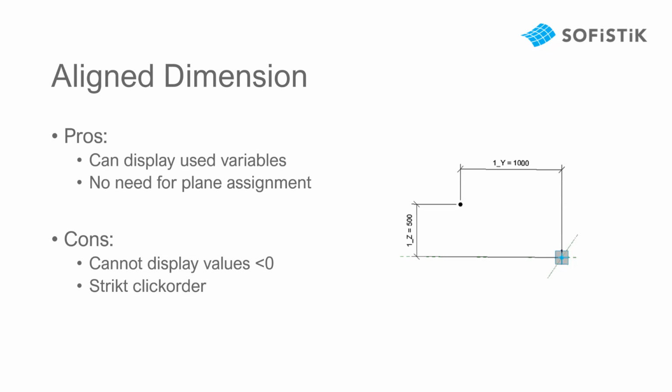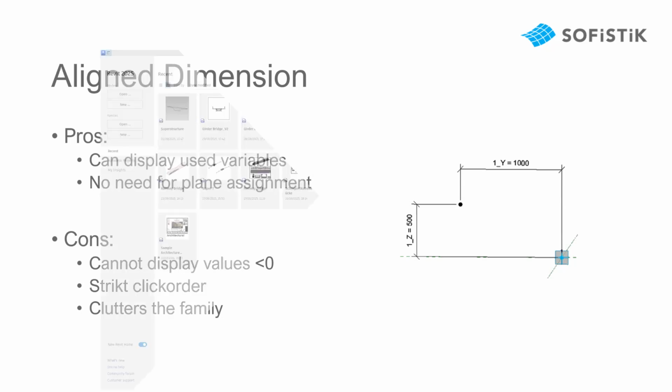Points that you want to use as a reference but already have existing constraints might not allow you to create additional constraints via aligned dimensions. Lastly, too many reference points that are parametrized via aligned dimensions might clutter your family. One point to be properly parametrized requires a horizontal and vertical dimension line. So keep in mind to only use it when you want to display the variables that are used for this parametrization. Let's take a closer look at how to use this method in Revit.